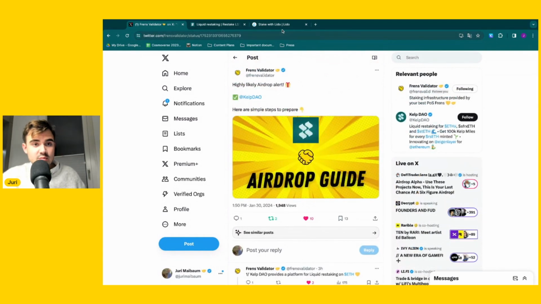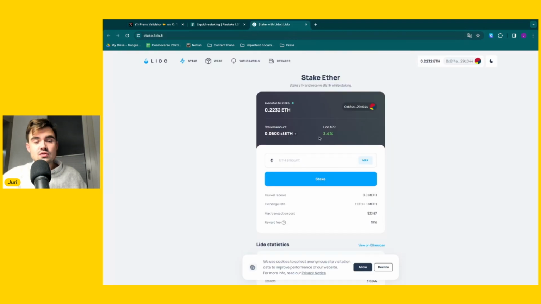But before we go and use the Kelp DAO application, we have to do one step first, which is to go to Lido, because in order to use Kelp DAO, we need a liquid staked representation of ETH that we can restake, because Kelp DAO specifically is a restaking application for liquid staked assets.